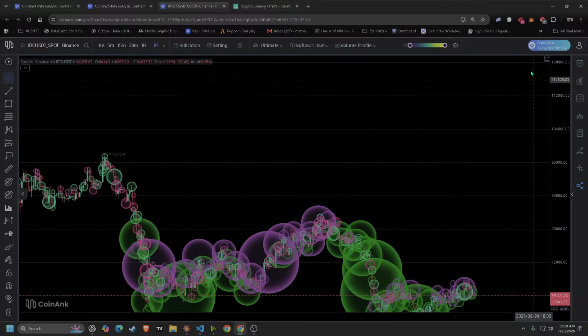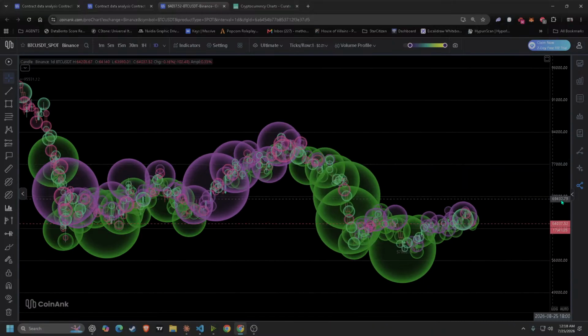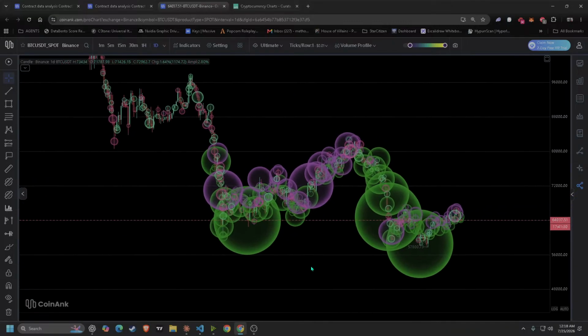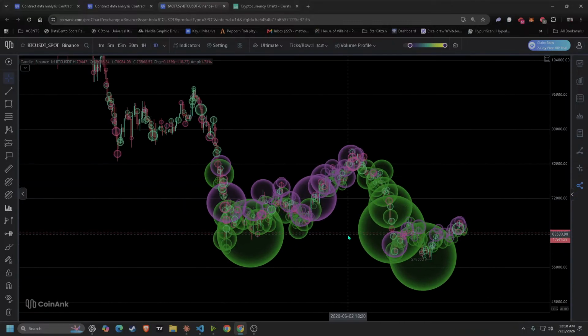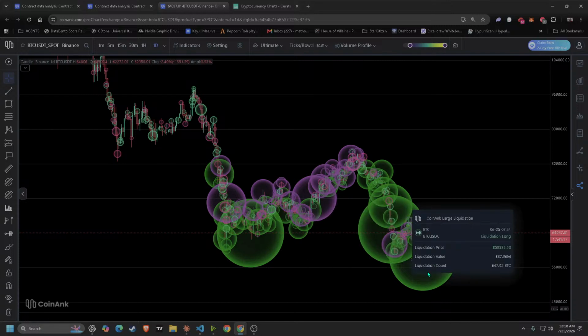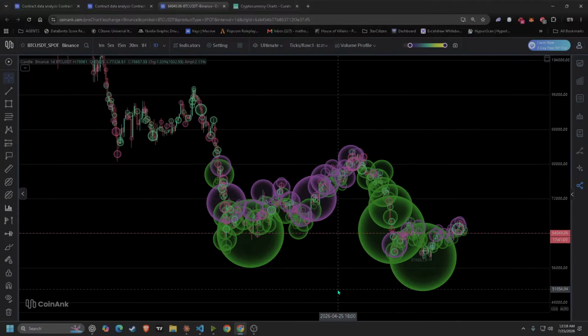What just happened? I don't know what's going on here. Oh, it's big trades. Okay. You see these liquidations. Okay. Liquidation event. 24 million liquidated. More liquidations. Insane.